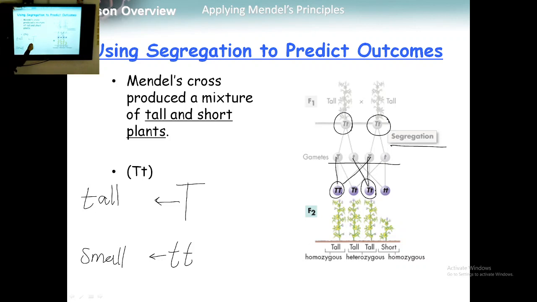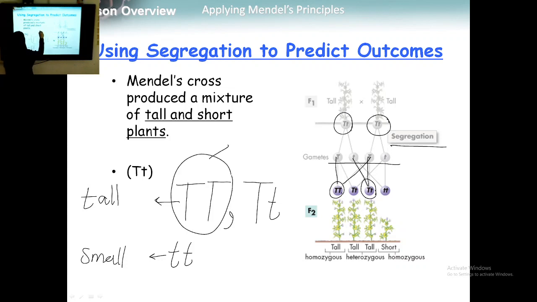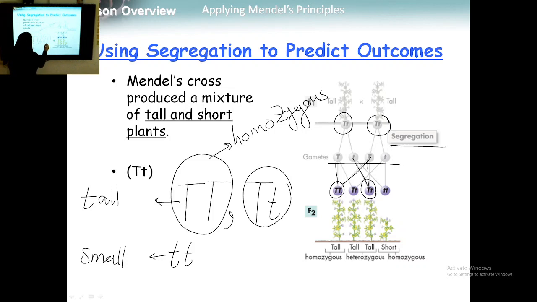For the tall, we have two possibilities: either T capital, T capital, or T capital, T small. In the case of T capital, T capital, we call it homozygous. And in the case of T capital, T small, we call it heterozygous.